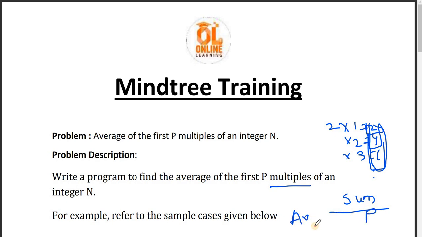Because as we know from the average definition, it is the sum of all the data divided by the total data, that is, the sum of all the multiples divided by the total multiples that we are considering, that is the first p. That's why the denominator will be p. So this is what we need to code right now.